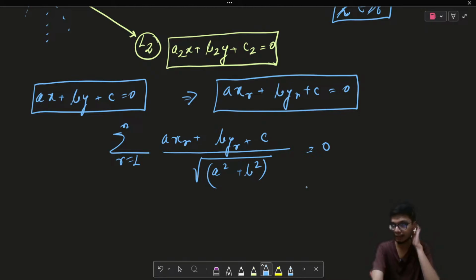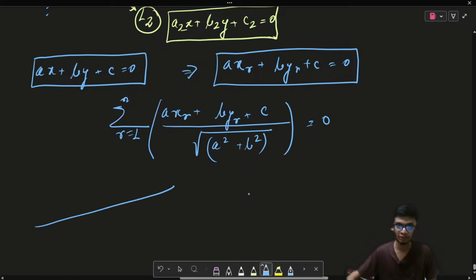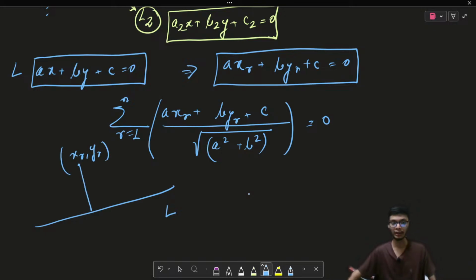If this particular information is given to us, what does this mean? This means that if I have a line of this particular equation, this line L, and I have fixed points (xr, yr), the sum of the distances of the different (xr, yr) from this line, if I take all the sum, is equal to 0, right? So what I mean to say is that if a straight line is such that the algebraic sum of the perpendiculars drawn upon it from any number of fixed points is 0, then the line always passes through a fixed point. That is important for understanding, right?